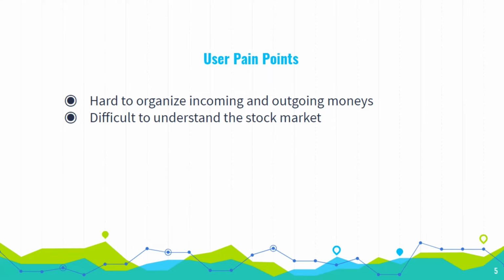User pain points are problems that occur at different levels of the customer experience. Our app eliminates the pain points of incoming and outgoing money being hard to organize, and the stock market being difficult to understand. Our app makes it easier and simpler for the user to understand these two things.